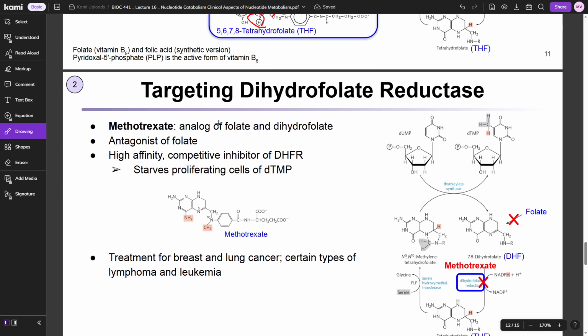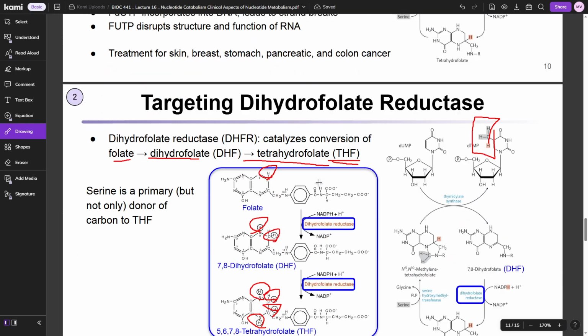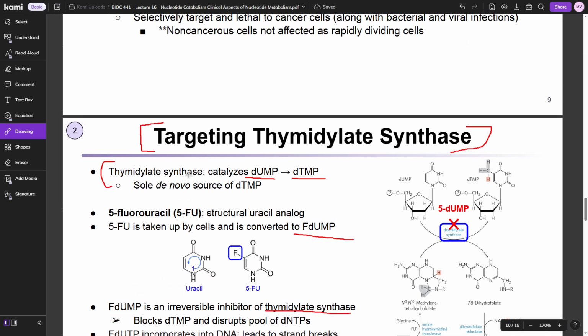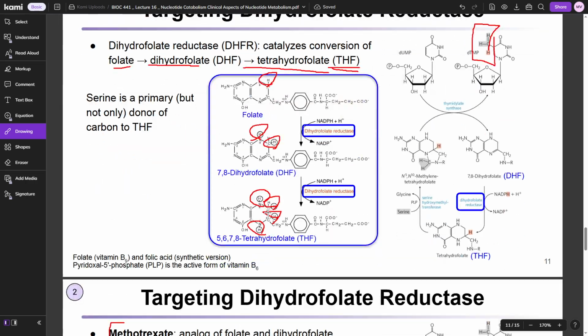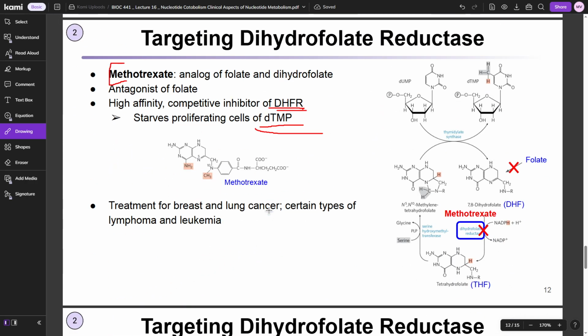So the drug we use for that is methotrexate. Oh my god, I always mess this one up. Methotrexate. Yeah, so methotrexate is an analog for folate and dihydrofolate. It's an antagonist of folate. So basically, it's a high affinity competitive inhibitor of dihydrofolate reductase, and it starves them of dTMP, similar to what we did with the 5-fluorouracil, right? We starved the cell of TMP, and so it can't replicate.